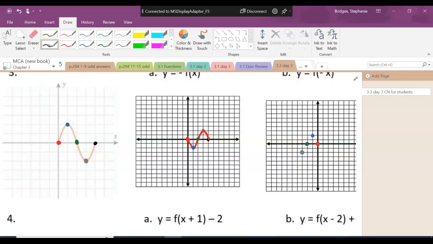And then the black point is at 4, 0, so I'm going to go to the opposite side, which is negative 4, 0. And then I can connect my dots. So basically, I just flipped that one on the y-axis. Basically, just took it and flipped it around. Is everybody okay with that?